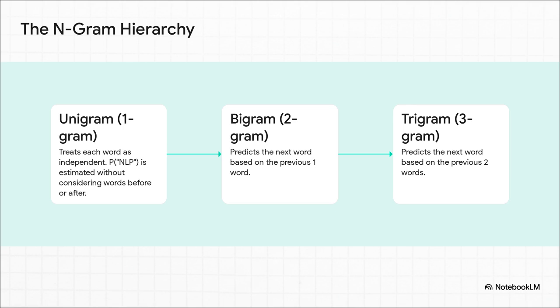But then we get to a bigram, where n is 2. This is a huge leap. Now we're looking at the probability of a word given the one word that came before it. We have a tiny bit of context. A trigram, as you can probably guess, just widens that window to the 2 previous words. It's a simple hierarchy of increasing our contextual awareness.